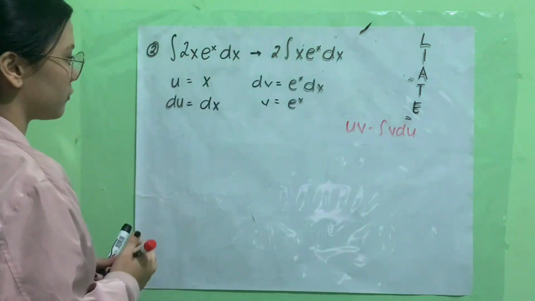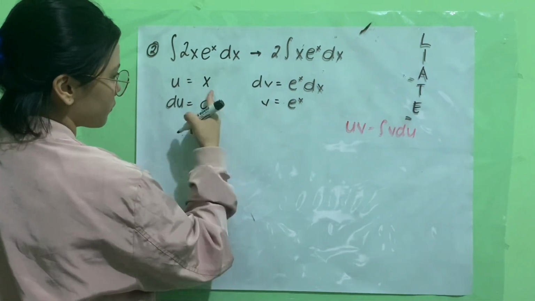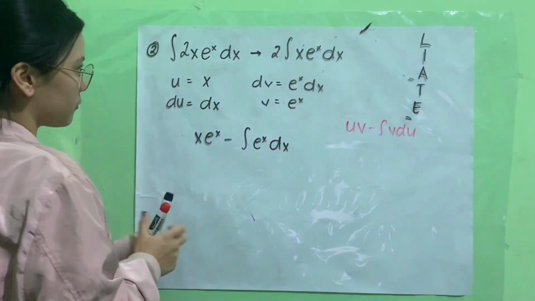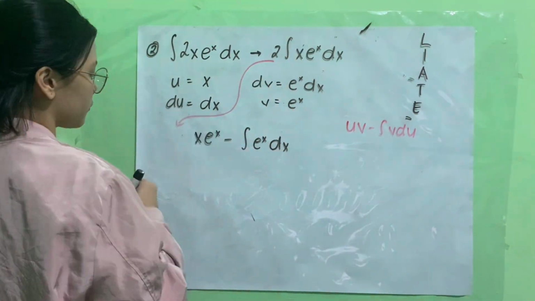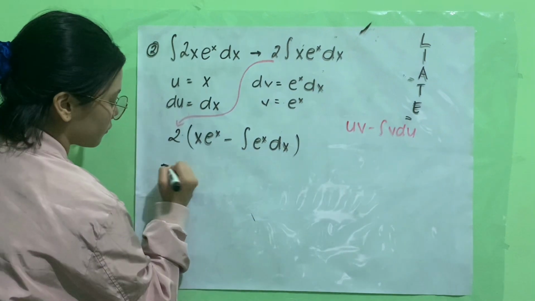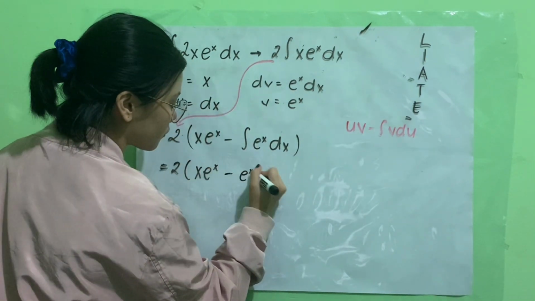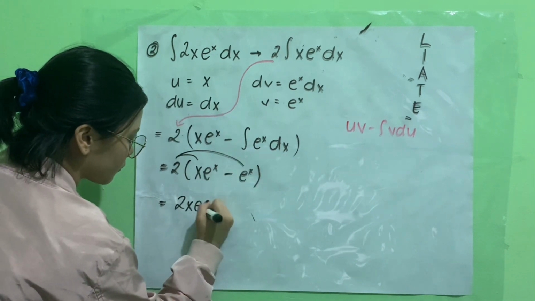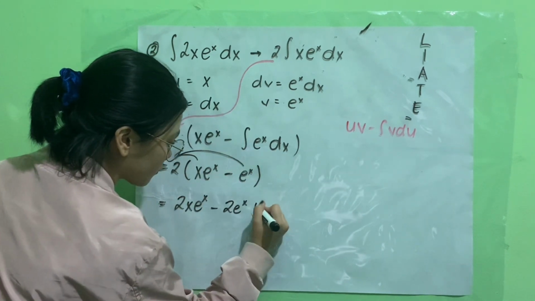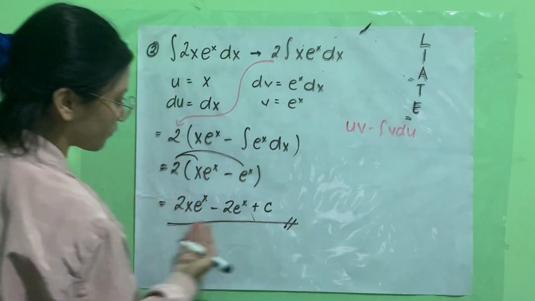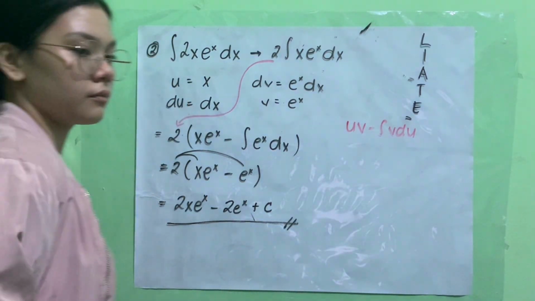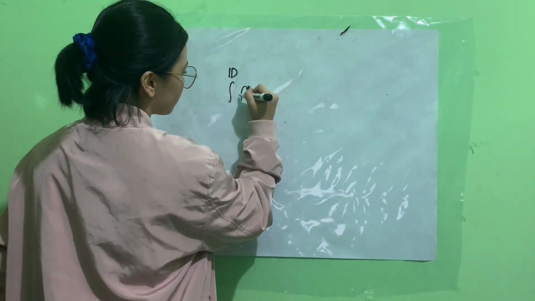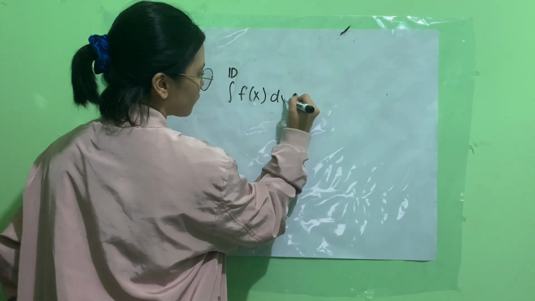By following this formula, we'll have xe raised to x minus the integral of e raised to x dx. Now, it will be 2 times the quantity of xe raised to x minus e raised to x after integrating. Let's distribute 2 and so we'll get 2xe raised to x minus 2e raised to x plus c as our final answer. The aforementioned concepts are under indefinite integrals. Let's move on to definite integrals.